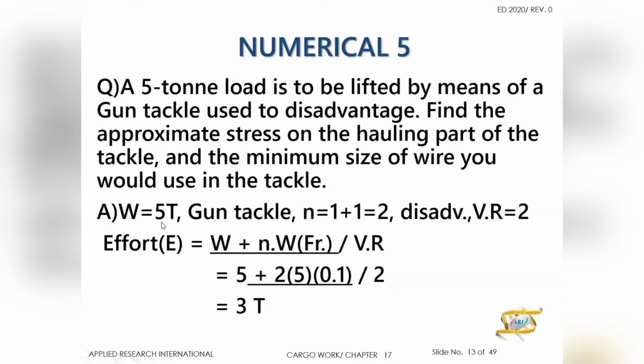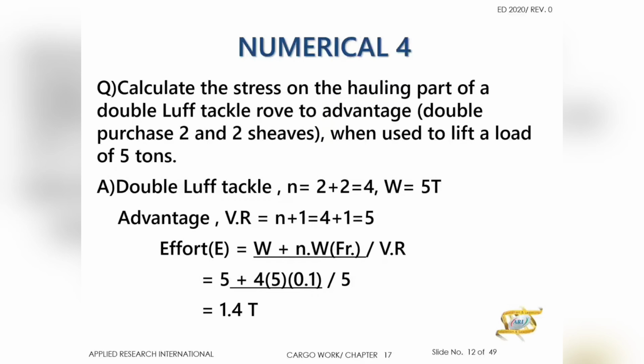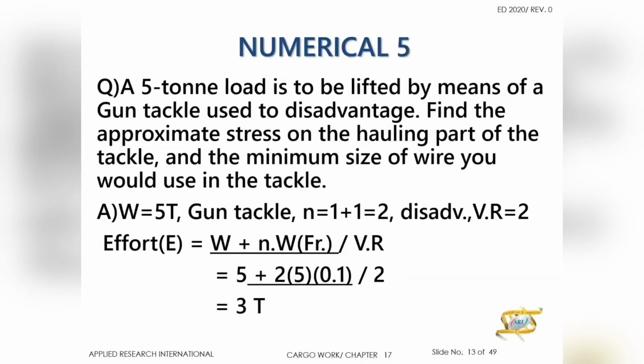Like previously, we will just apply this formula and put in the values, because W is 5 tons, gun tackle is 2, n is equal to 2, and VR is also 2 because it is to disadvantage. We put the values in this formula. Every time, write this formula with your hand and then you don't make a mistake. Effort is equal to W plus nW into friction divided by velocity ratio. So here we have put 10% as friction. If nothing is given, you can assume friction as 10%, which is 0.1, as written over here. And we get the effort answer. This is already done with us. So in numerical 5, the effort we get is 3 tons.